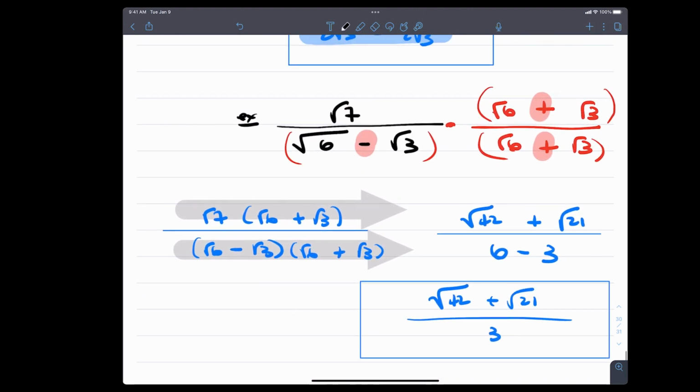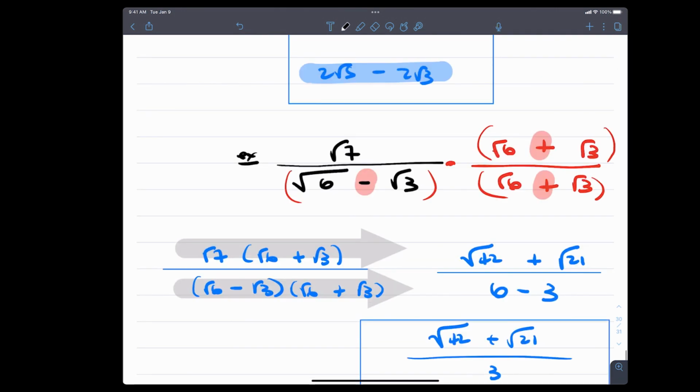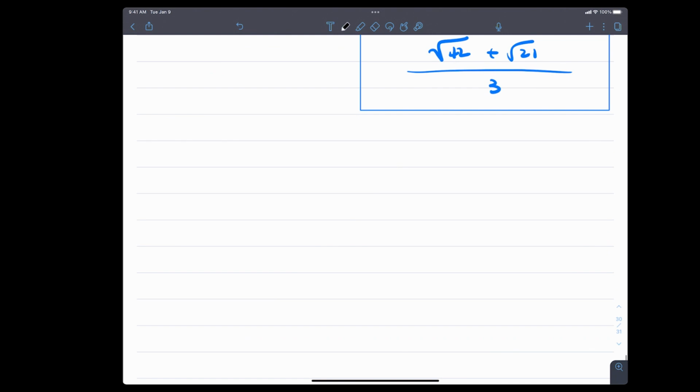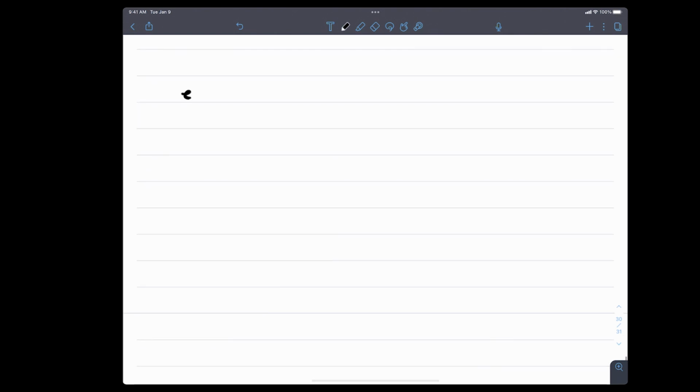You ready to try some on your own? Okay, we're going to call this numbers. Well, let me give you another example here. What if they give you 5 plus the square root of 2 over square root of 7 plus the square root of 3.